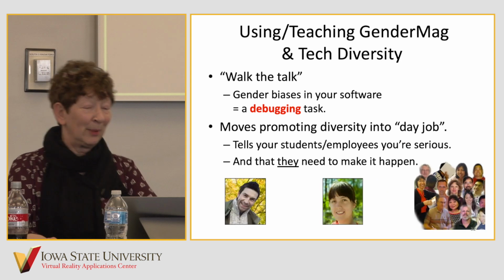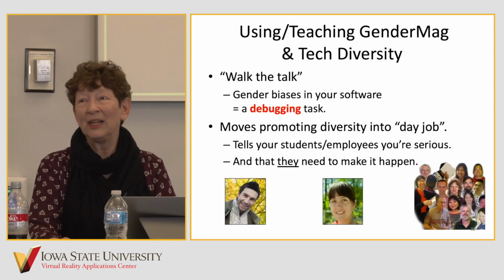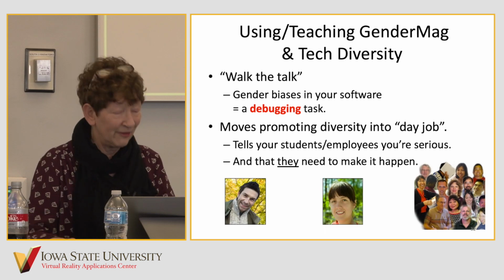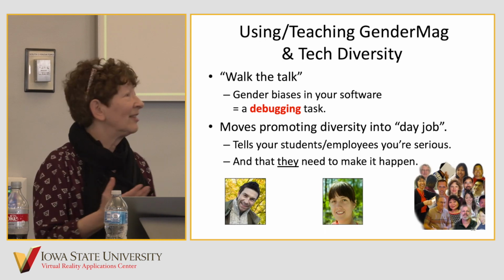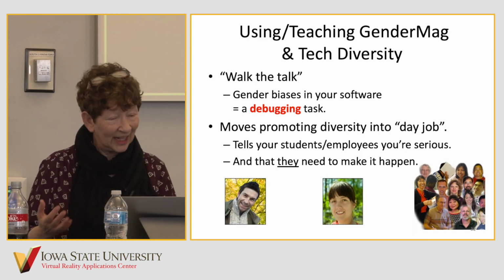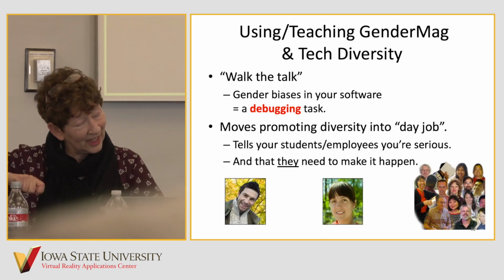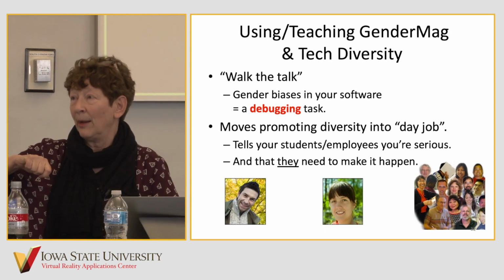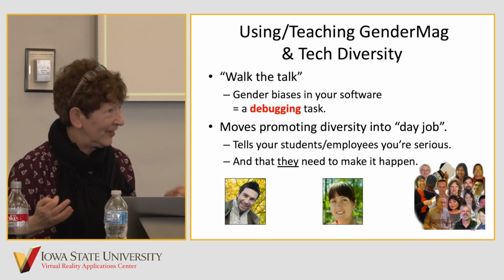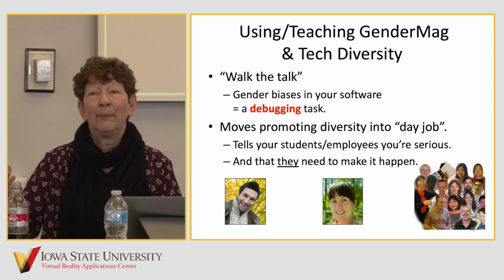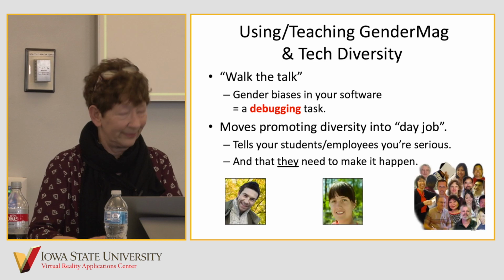What I'd like everybody in the world to do is to consider gender biases in software to be a debugging problem, not a dividing problem, and to teach students how to find these bugs and how to get them out, which moves promoting diversity into their day jobs. Because if it's part of what they do in developing software, it's like, okay, this is part of software development, not an extra optional thing that I'm supposed to think about when I take a course.